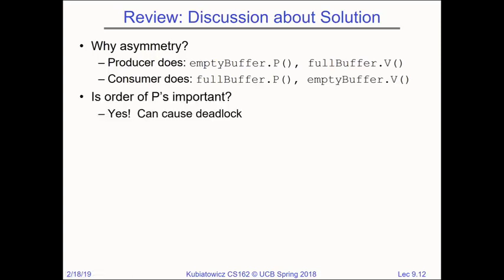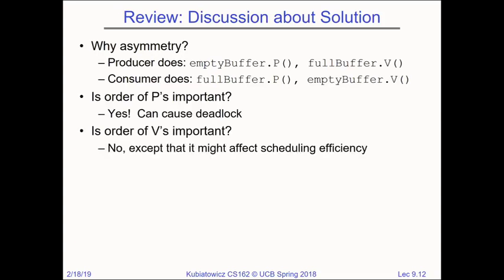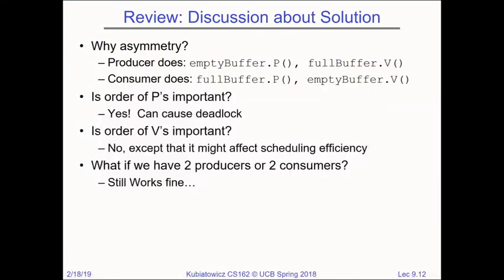Is the order of the P's important? Yes. We showed that could cause deadlock last time. Is the order of the V's important? No, because it might cause scheduling efficiency issues, but nothing more. No deadlock. And what if we have 2 producers or 2 consumers? Yes, it works. Okay. Now, let's talk about monitors, which we were rushing into at the very end.